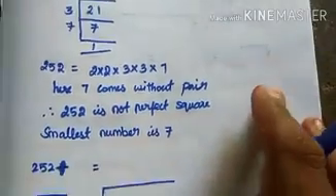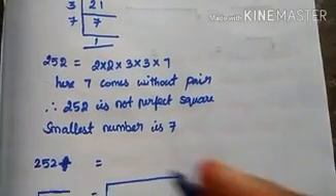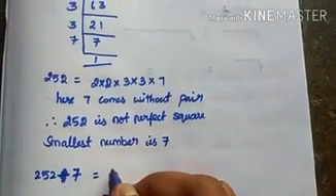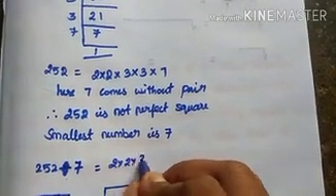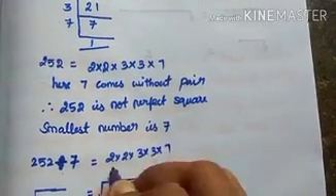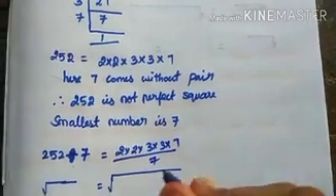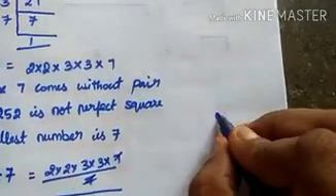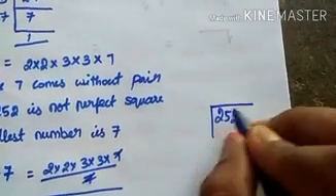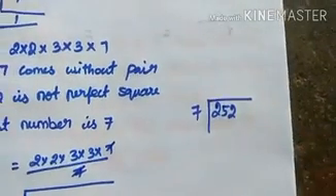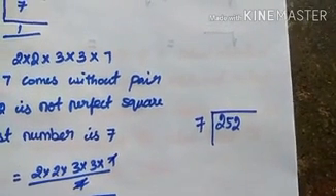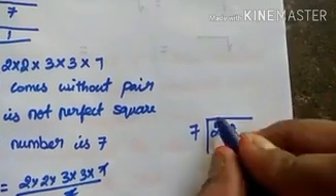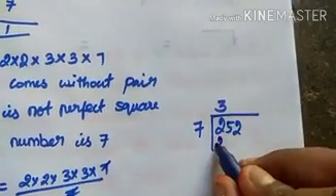So what we need to do is divide by 7 on both sides. So 252 divided by 7, and 2 into 2 into 3 into 3 into 7 whole divided by 7. Now the 7 will get cancelled. So 252, normally you go and divide it. 1 times 7 is 7, 2 times 14, 3 times 21, 4 times 28. So 3 times is less, so you get 21.